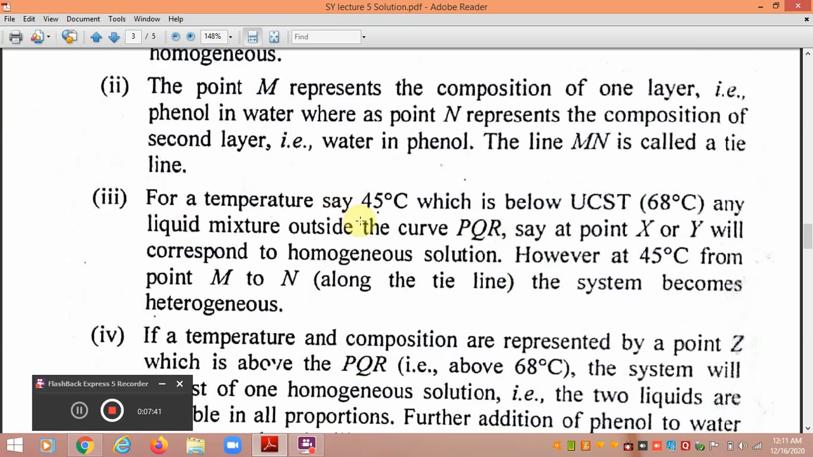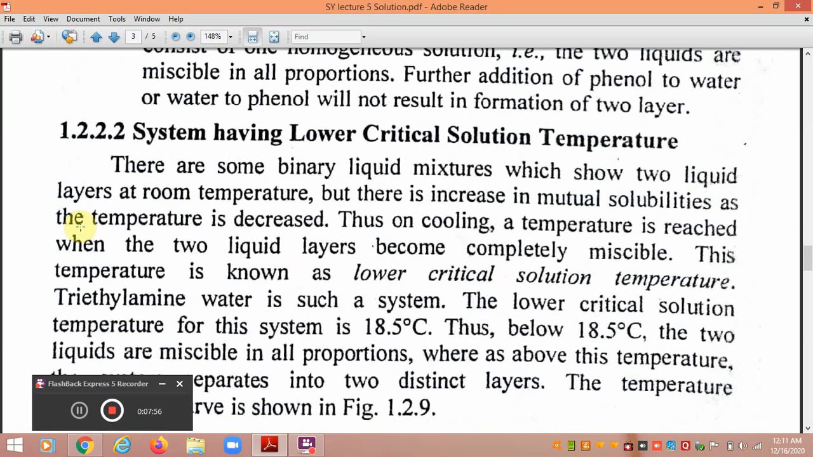And this is for a temperature of 45 degrees, which is below the upper critical solution temperature. Any liquid mixture outside the curve PQR, say at point Q or Y, corresponds to homogeneous, and below this it corresponds to heterogeneous. Already I told you.